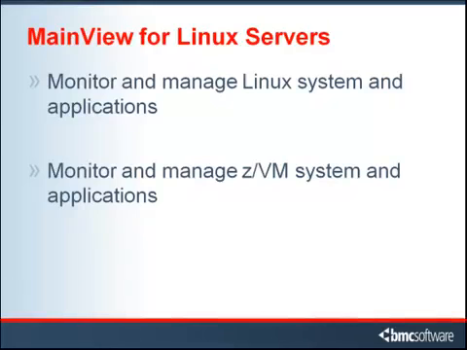MainView for Linux servers provides monitoring and management of the Linux for z Series and S/390 systems, as well as Linux for x86 systems. MainView for Linux servers displays Linux and z/VM performance, availability, and information in real time and historical timeframes. The historical data allows you to perform trend analysis on the performance of your Linux and z/VM systems. In this demo, we will look at how MainView for Linux servers monitors and provides information and statistics about Linux and z/VM systems.